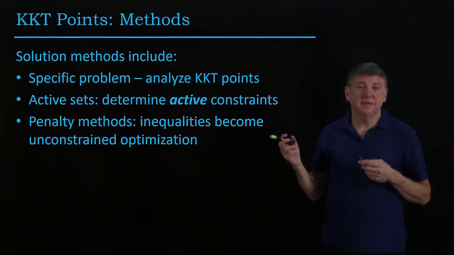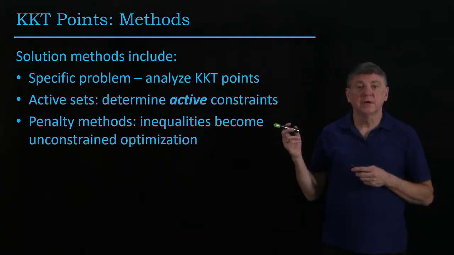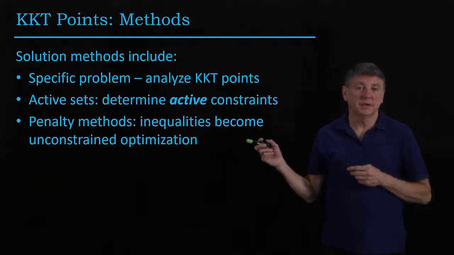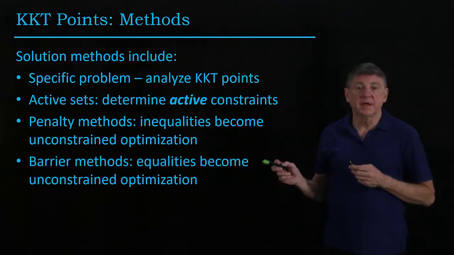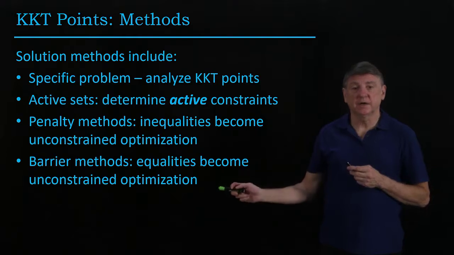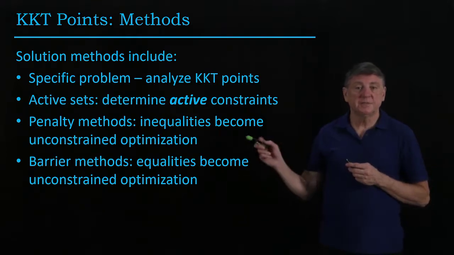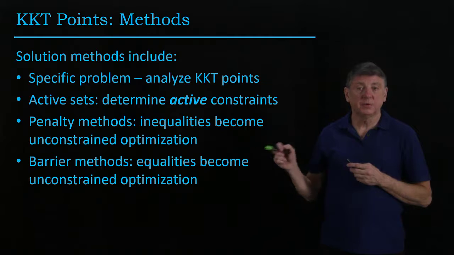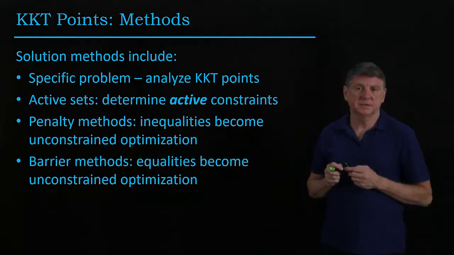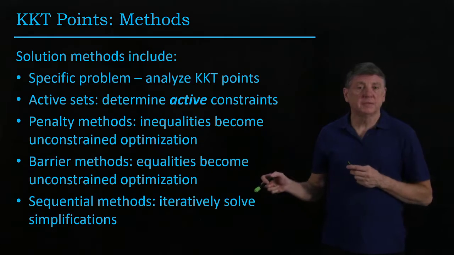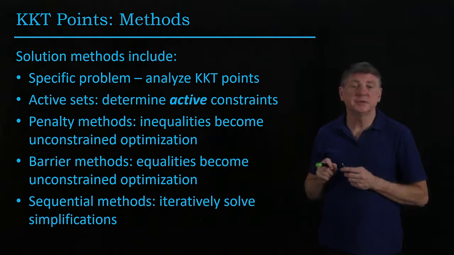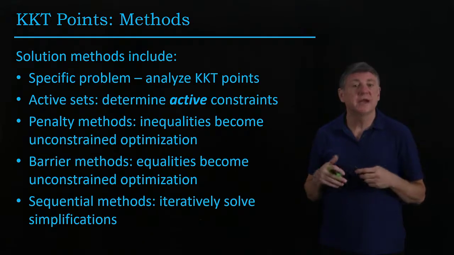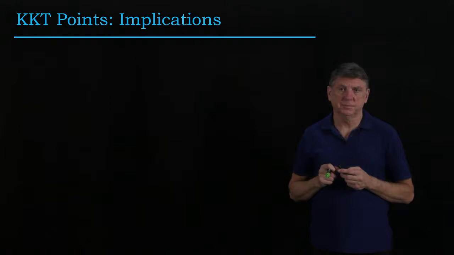A penalty method is a way to change the inequalities so that they turn into a problem in unconstrained optimization. Closely related to that is a barrier method. That changes an inequality into an unconstrained optimization. These methods can be combined, and they can also be combined with some active set methods. A common method for certain problems that we'll examine later on in further sessions are sequential methods, and what these do is they break the problem into simpler pieces and then iteratively solve each one of those.